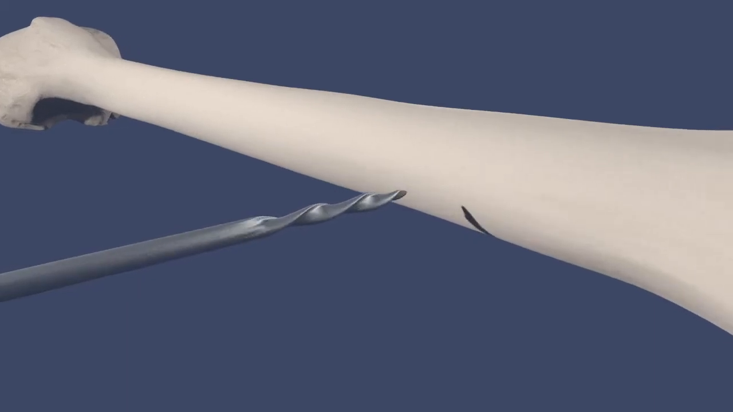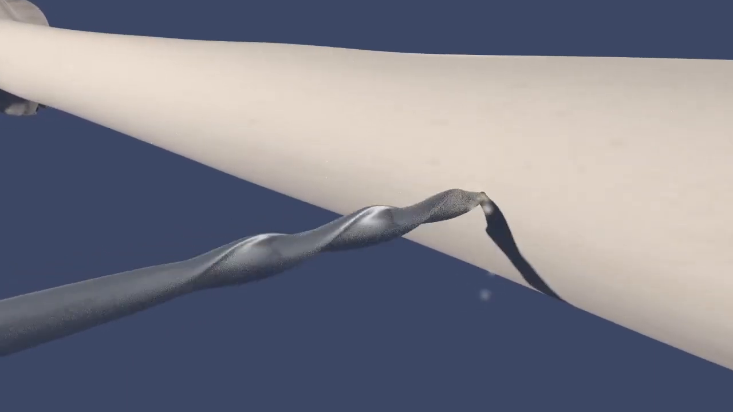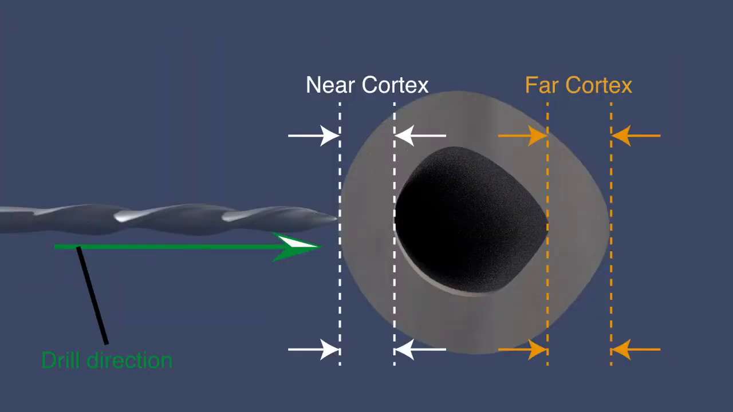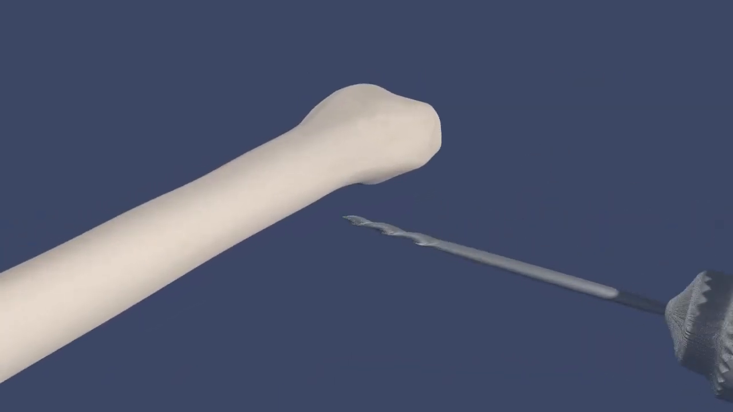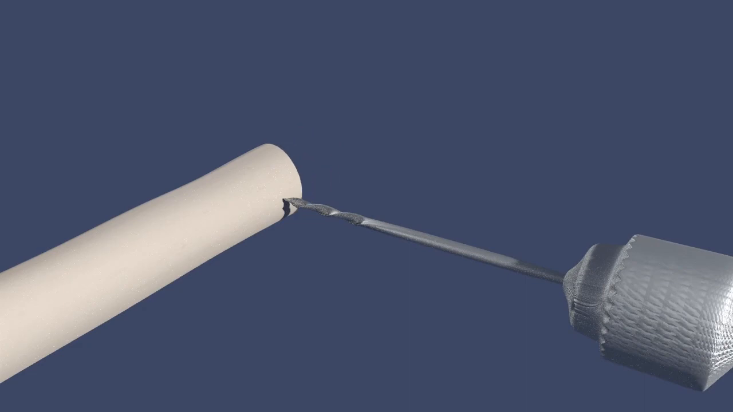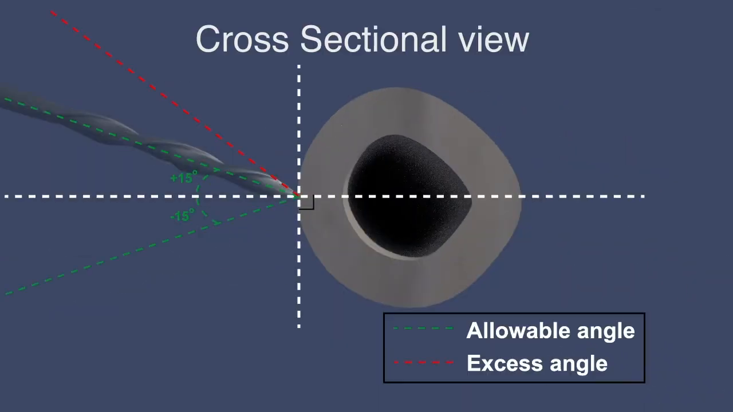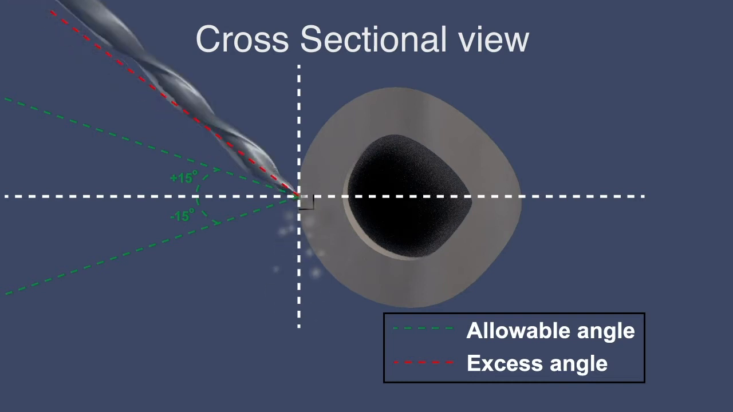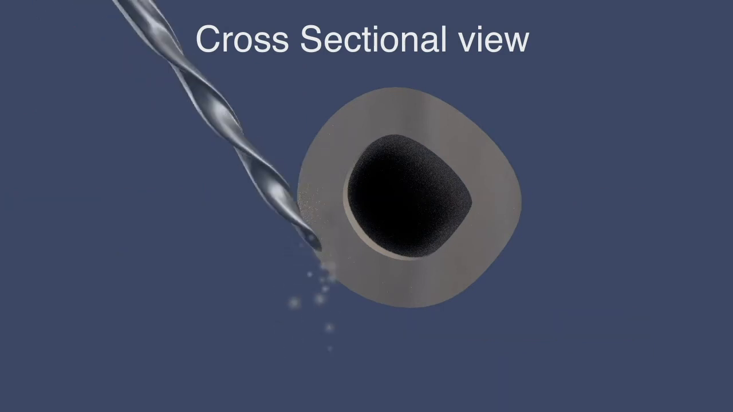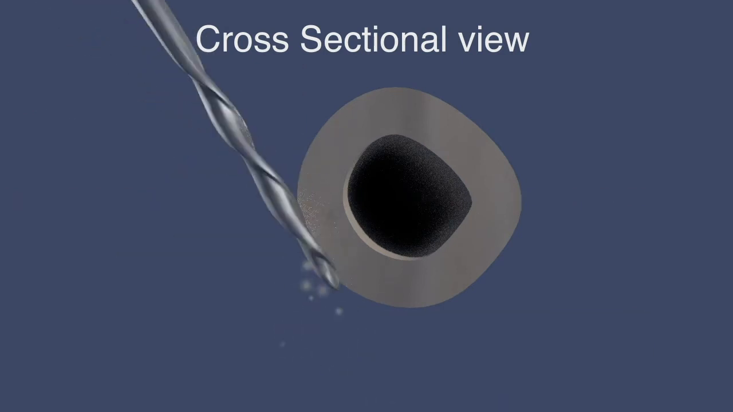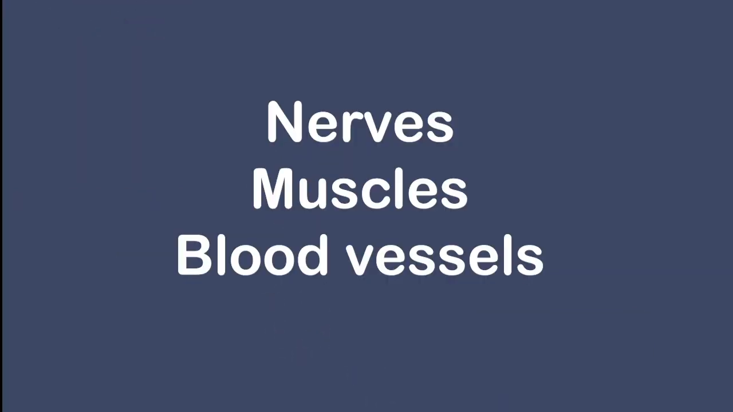When drilling the bone, the side closest to you is referred to as the near cortex, and the one farthest from you is referred to as the far cortex. We generally drill the bone with the drill bit perpendicular to the surface of the bone. This minimizes drill slipping or skiving, as slippage of the near cortex makes it so that you can't successfully drill into the bone and results in you injuring the surrounding structures like the nerves, muscles, and blood vessels.